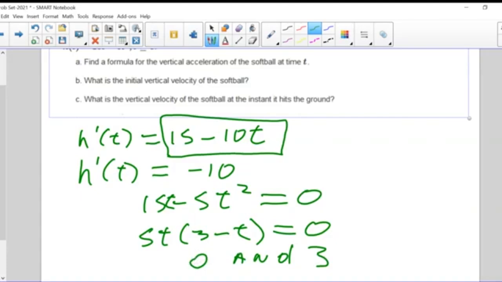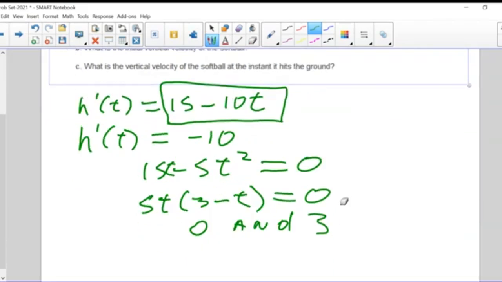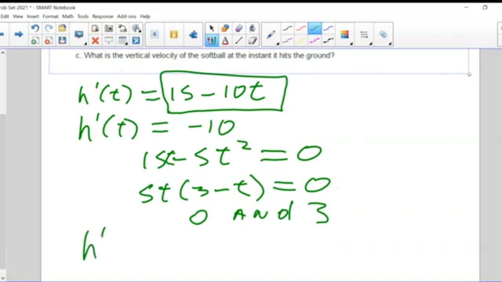So think of that ball being shot up, or softball, whatever it is, being shot up in the air, coming back down, and 3 seconds later, it's on the ground. But the question is not when does it hit the ground? The question is, what's the velocity when it hits the ground? So I'm going to go to my velocity function, which is my h prime of t, and put 3 into that. So 15 minus 10 times 3. And you work that out and get that answer.